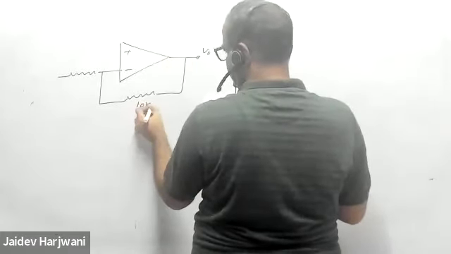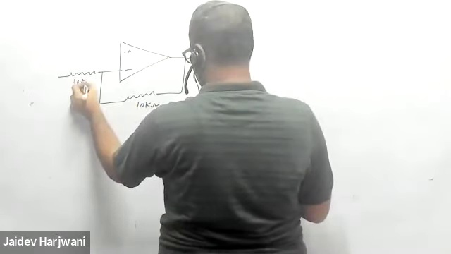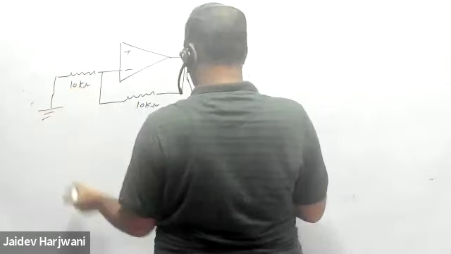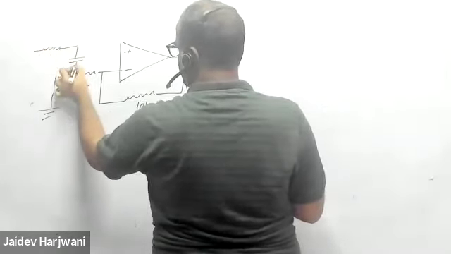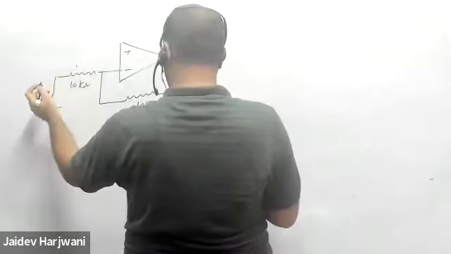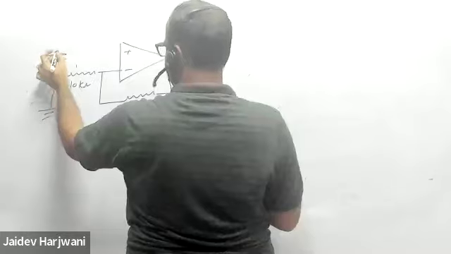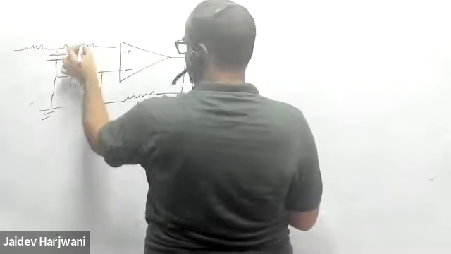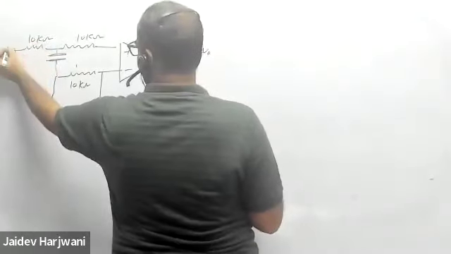This is 10 kilo ohm, and this is 10 kilo ohm and this is grounded, and here you have a capacitor which is again grounded. You have a capacitor here which is also grounded, and then you have a resistor here, a resistor here. This is also 10 kilo ohm, this is also 10 kilo ohm, and this is V input you're applying here.